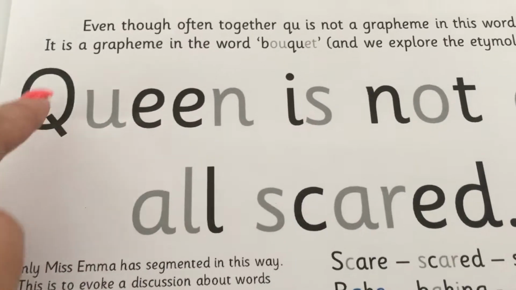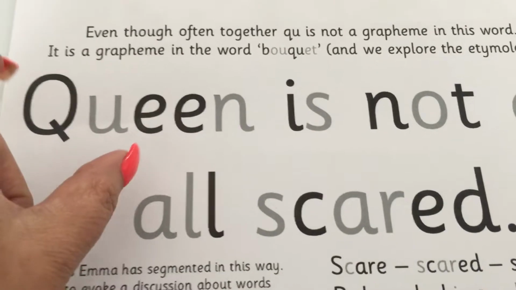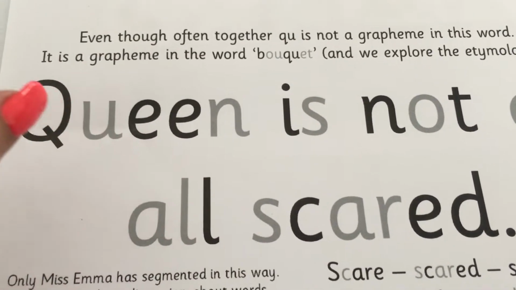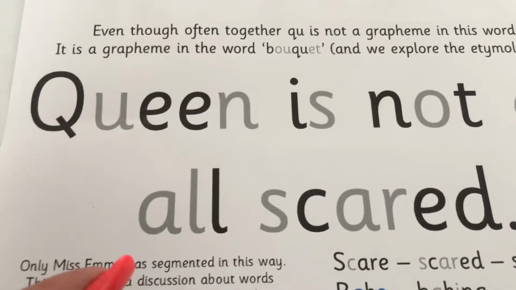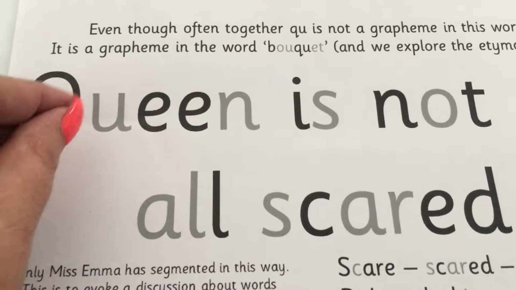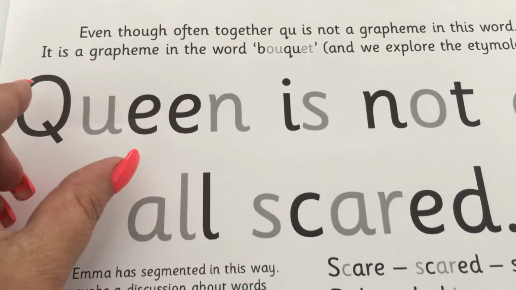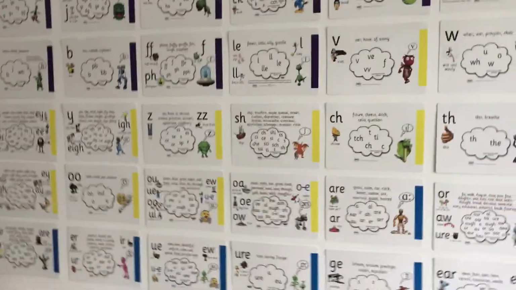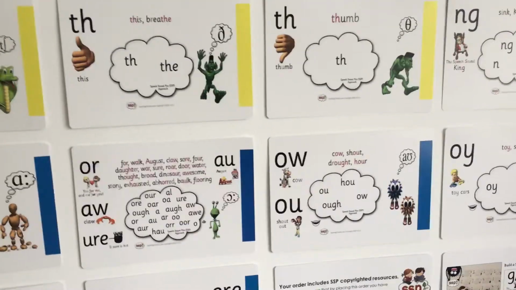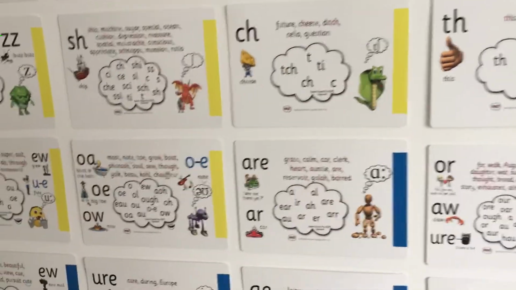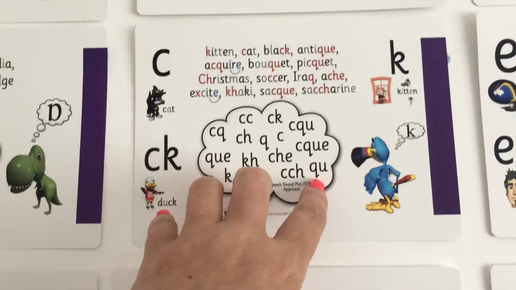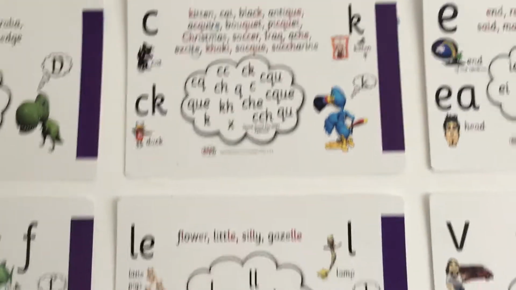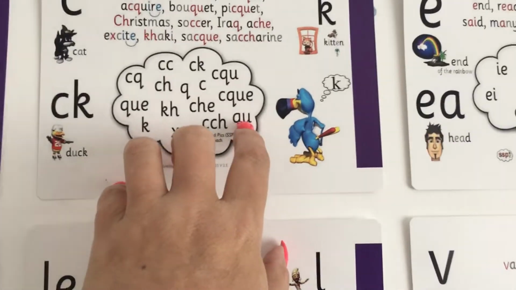There was a time over 10 years ago when I did this because everybody did it. I put the QU together, which is just ridiculous, because I need to do things that, forget mainstream, are going to meet the needs of my students. So the QU here aren't together. There's no QU grapheme in the word queen. There is a QU grapheme, which is why I created my speech sound wall, which I've been doing for years and years and years. If you have a look at the k cloud, you'll see that we have got the QU as a representation for k, because QU can be a grapheme, like in the word bouquet.